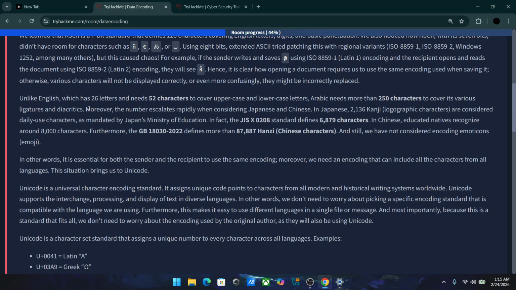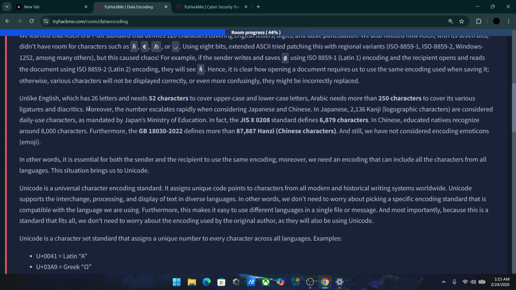In fact, the GB 2312 standard defines 6879 characters in Chinese. Educated native speakers recognize around 8,000 characters. Furthermore, the GB 18030-2022 defines more than 87,000 characters.